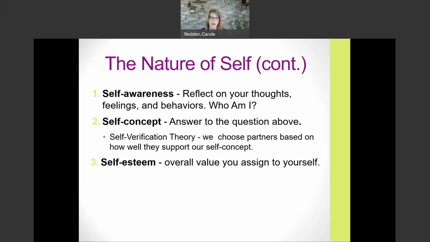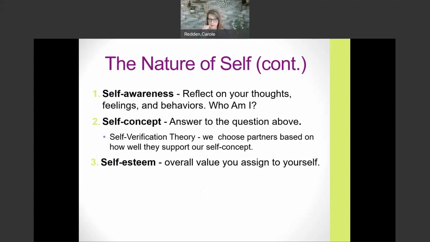The second, as I said, was self-concept. If asking the question, who am I, is part of self-awareness, then the answer to the question, what you decide to be true, is your self-concept. We have something called a self-verification theory, which is that we will choose partners and people in our lives that support how we see ourselves.